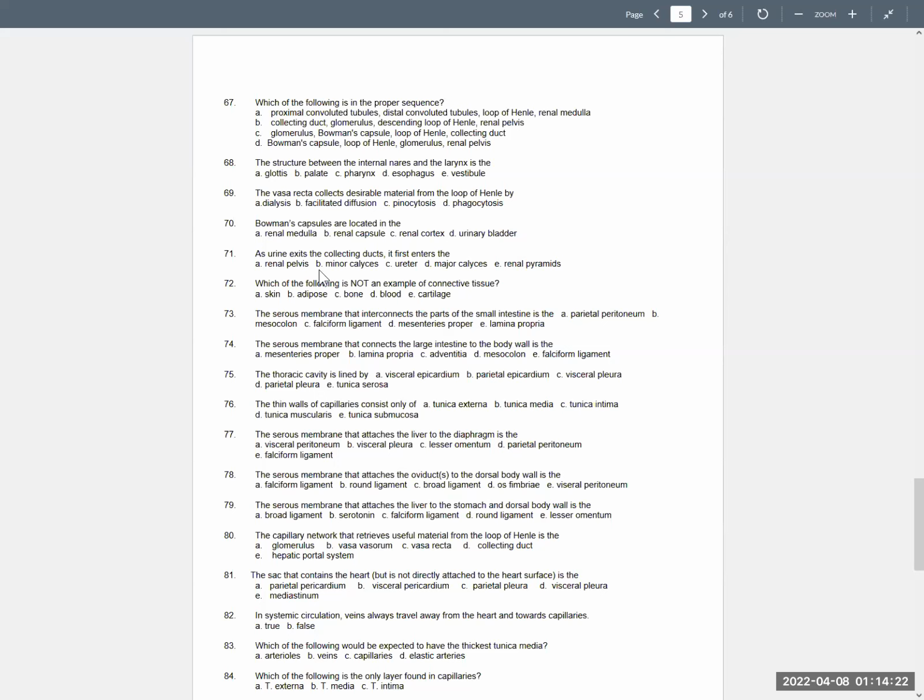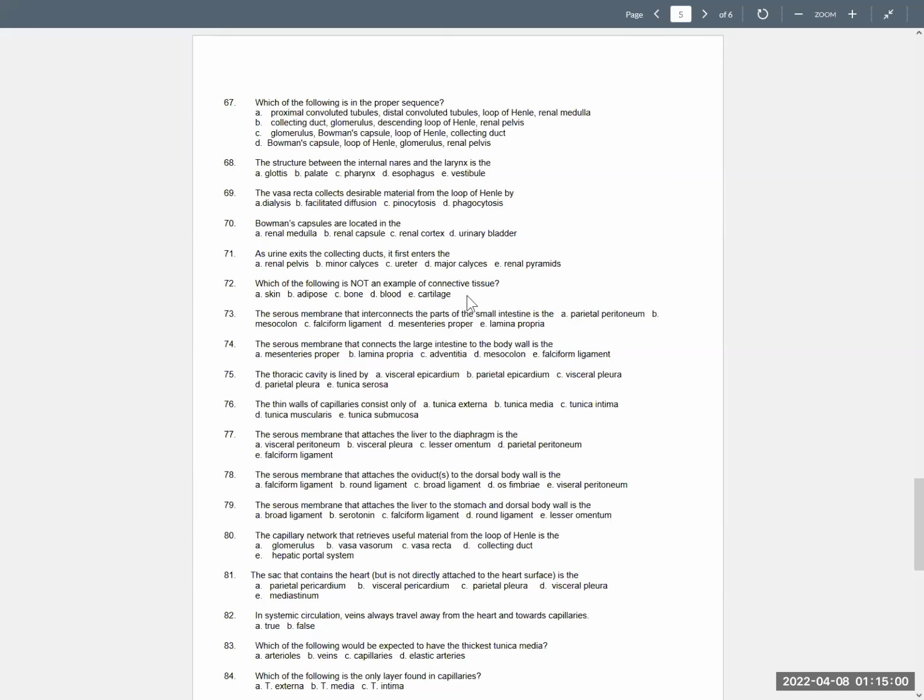71. As urine exits the collecting ducts, what does it enter first? Minor renal... say it. The minor calyx. Yeah. Actually, it's pronounced calyces. A singular is calyx, and you're right, minor calyces. From there to the major calyces, from there to the renal pelvis, and then into the ureter.